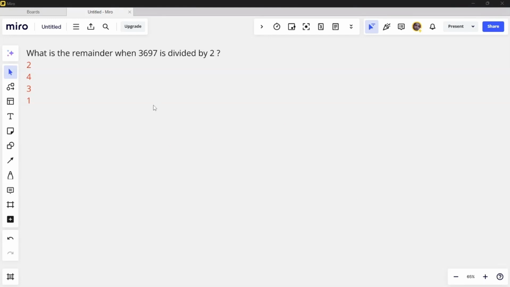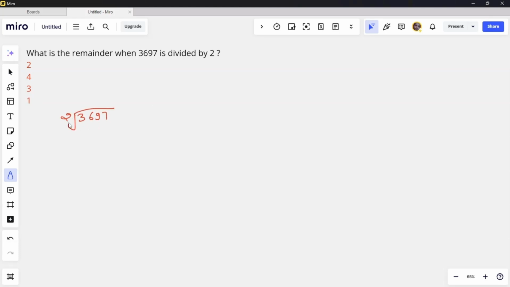So as you can see, this is our question: what is the remainder when 3697 is divided by 2? There are two ways to solve this particular question. The one way is conventional mathematics. Let me show you. This is the conventional way.